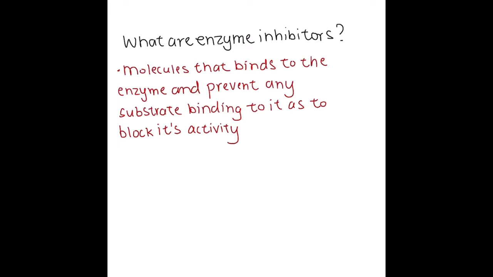In this lecture, I will be talking about enzyme inhibition. What are enzyme inhibitors? Enzyme inhibitors are molecules that bind to the enzyme and prevent any substrate binding to it so as to block its activity. Actually, in our daily life, many drugs are enzyme inhibitors. They may inhibit a certain human enzyme or an enzyme of a pathogen.